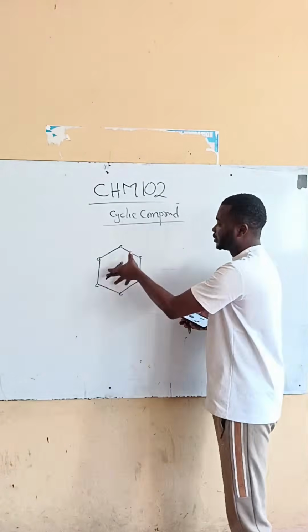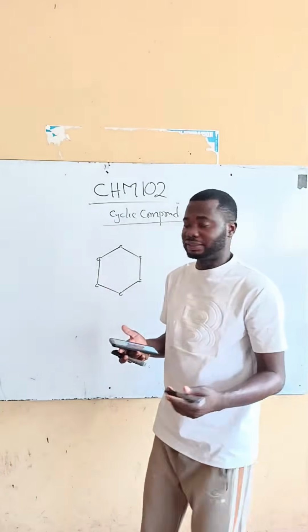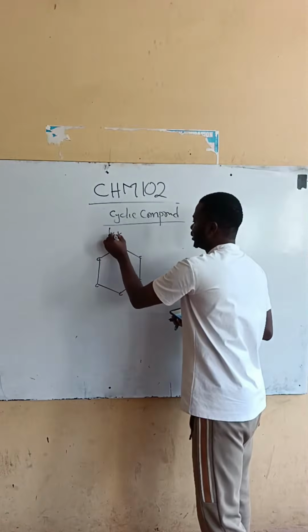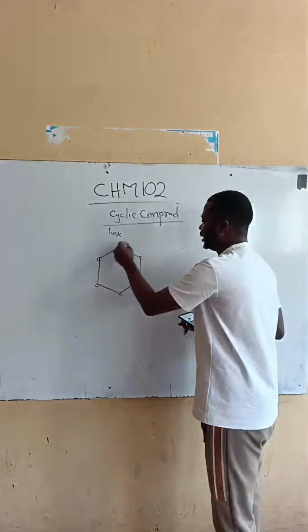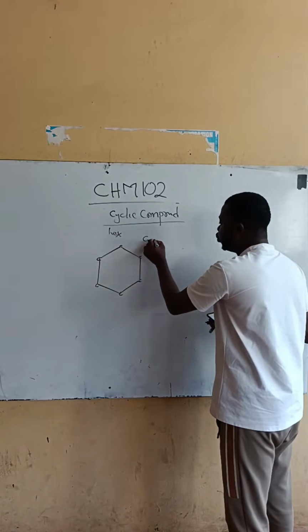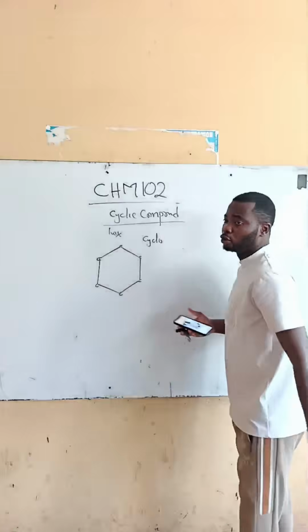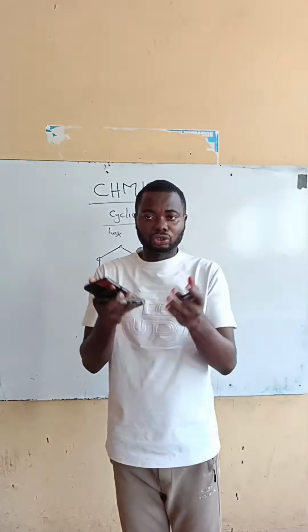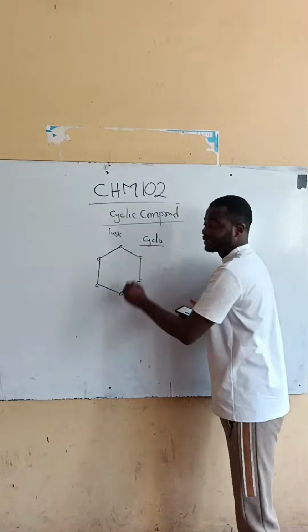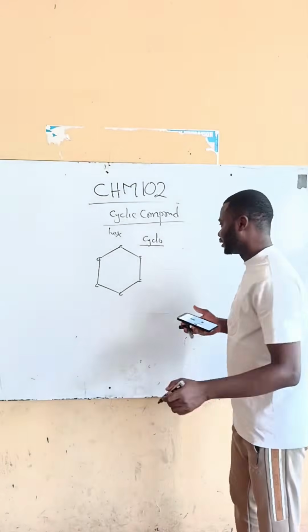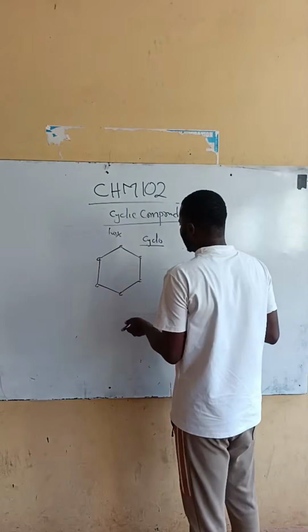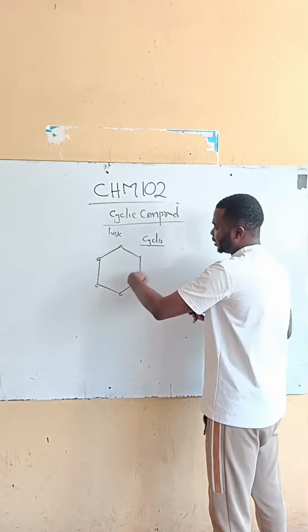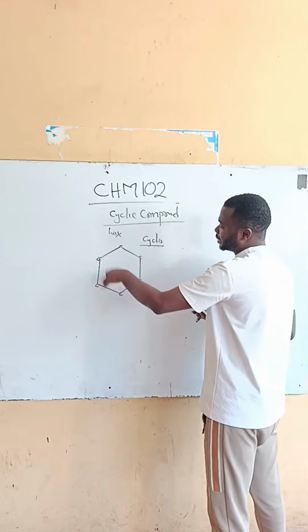Now, 6 carbons signifies what? When it is 6, it is hex. But because it is cyclic, that is why we are saying cyclo. So anytime your structure is a cyclic ring, a ring structure, you use the word what? Cyclo. I think that is clear. So this is cyclo.